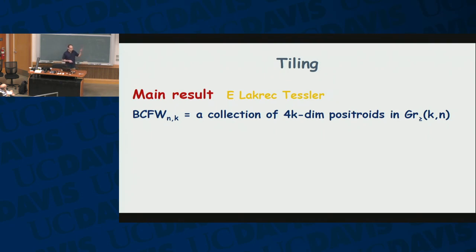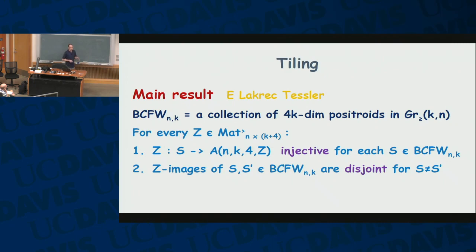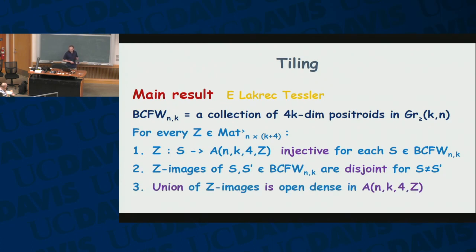Given this list of tiles, we showed that for every positive matrix Z, first of all, each one of these tiles maps injectively into the amplituhedron, so we call it a tile in this case. Second, two different tiles do not overlap, so the images are disjoint of each other. And third, the union of all these tiles together covers the whole amplituhedron. This is what we call a tiling, and this is what we showed.